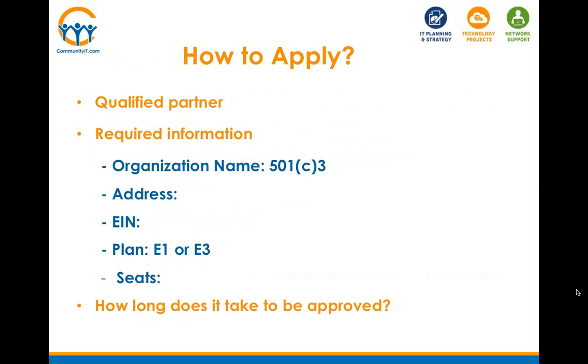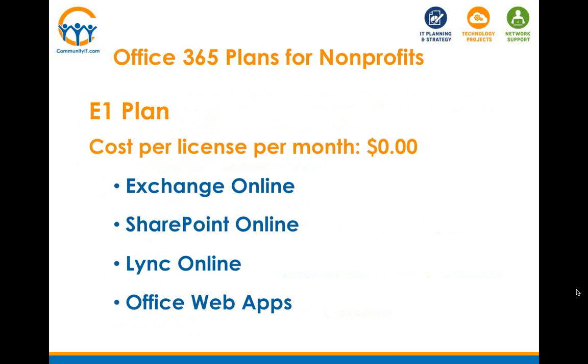And finally, can you review the difference between the E1 and E5 again? Yes. All right. So the E1 plan offers all the components except the download of the Office Suite. It gives you Exchange Online with 25 gigs per user per mailbox. It gives you online archiving, SharePoint Online, Lync Online, and the ability to use Office online. So that's the E1 plan.